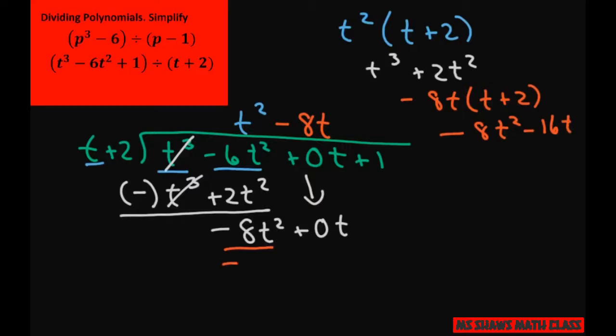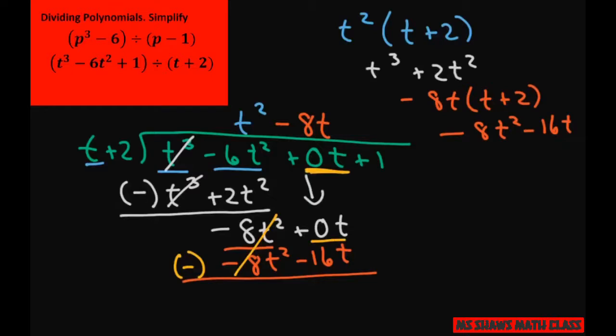So I'll copy that down. And then we subtract. That zeroes out that, which is our goal. And now we know why we had to put a placeholder here, because we have to subtract from like terms. In this case, it's 0 minus a negative. Minus a negative means you're adding. So that's going to be positive 16t. Bring down the 1. I'm kind of running out of room.